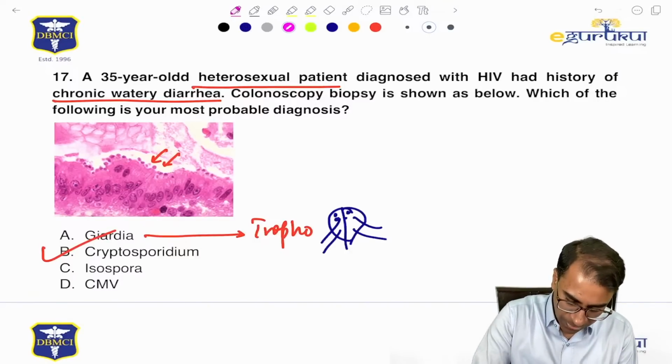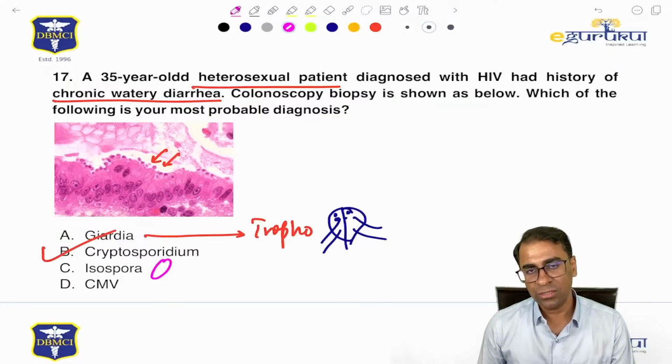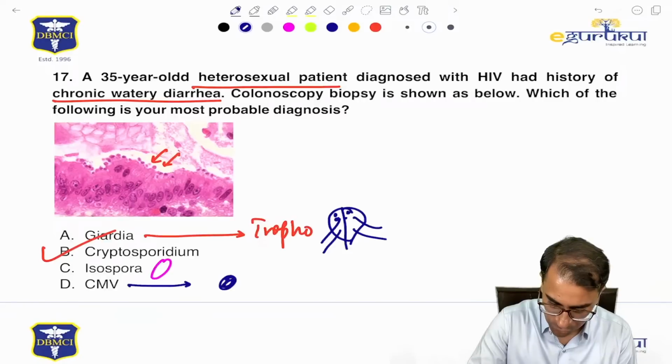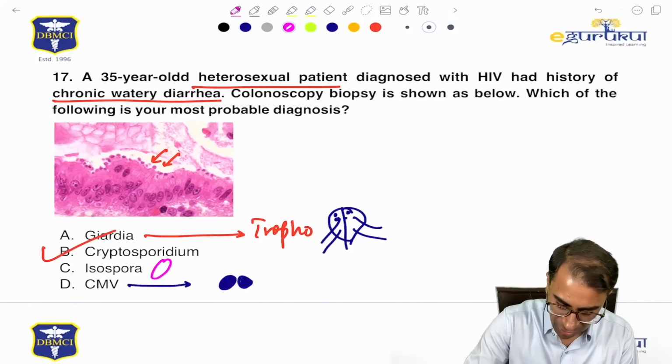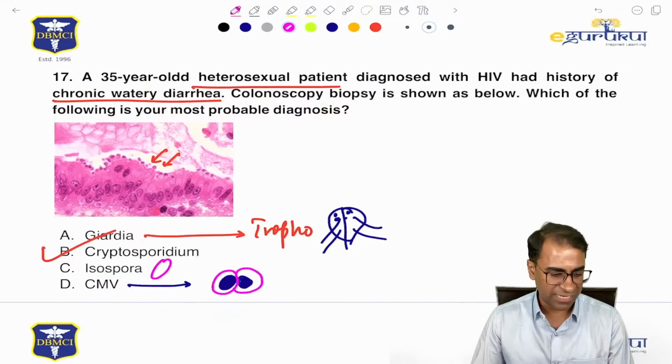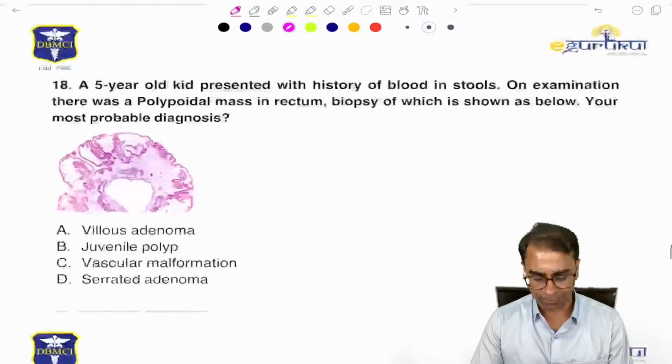Isospora shows an oval-shaped structure, and CMV often shows an owl-eye inclusion. It shows a nucleus like this, and the nucleus will have a halo around it. Yes. This type of halo is seen in CMV, cytomegalovirus. Here the answer is cryptosporidium.